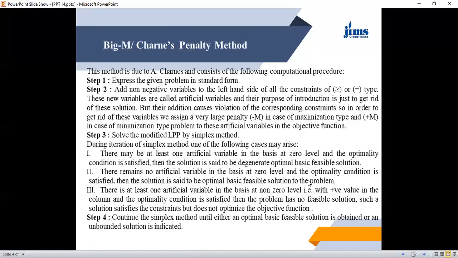But if you write minus s1, then we cannot consider it in the basic feasible solution. So we need to introduce some artificial variables. The slack variables and surplus variables are represented by S1, S2, S3, etc. Then artificial variables are denoted by A1, A2, A3, etc.